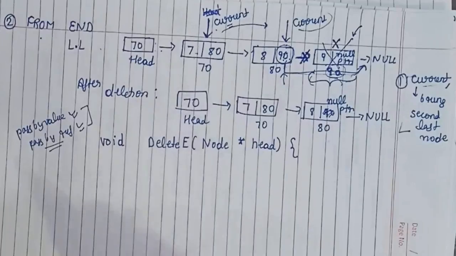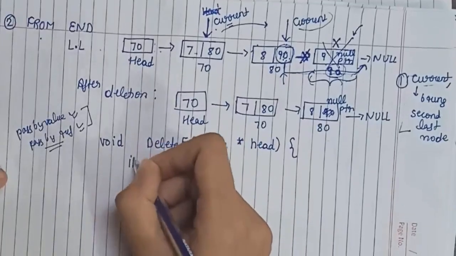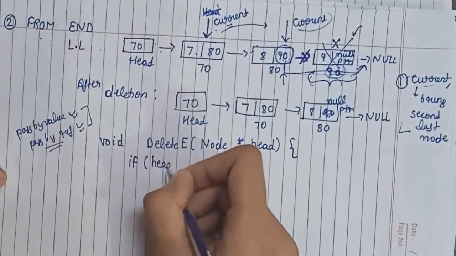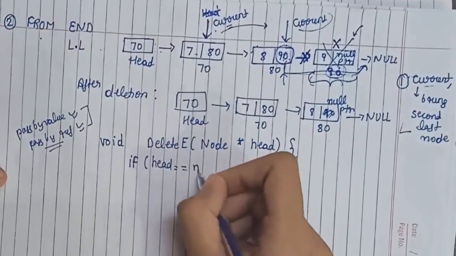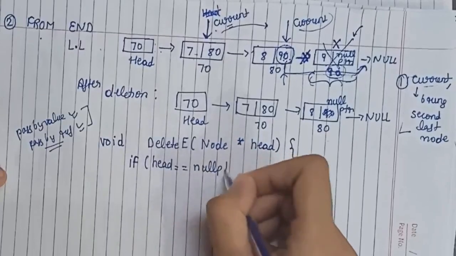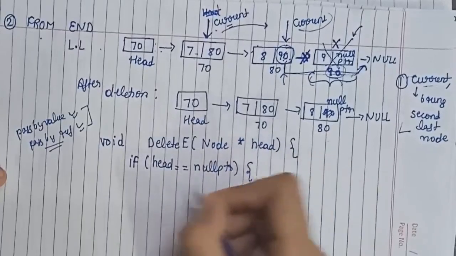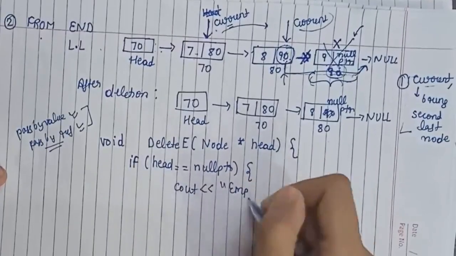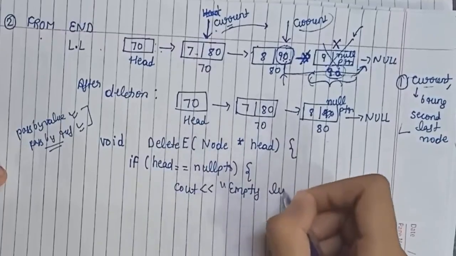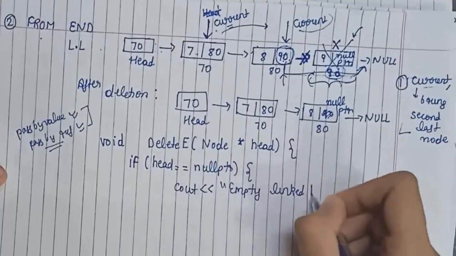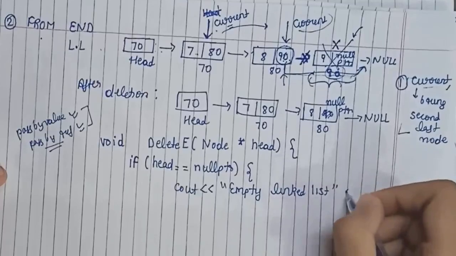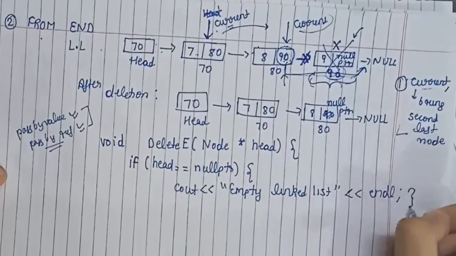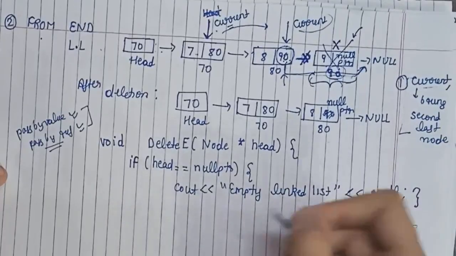So now let me just write the code. Note that here I am writing an extra condition. Let me just write that and then I will explain why I have written the extra condition here. So if head is equal to null pointer, cout empty linked list. So this is the extra condition that I have written here.